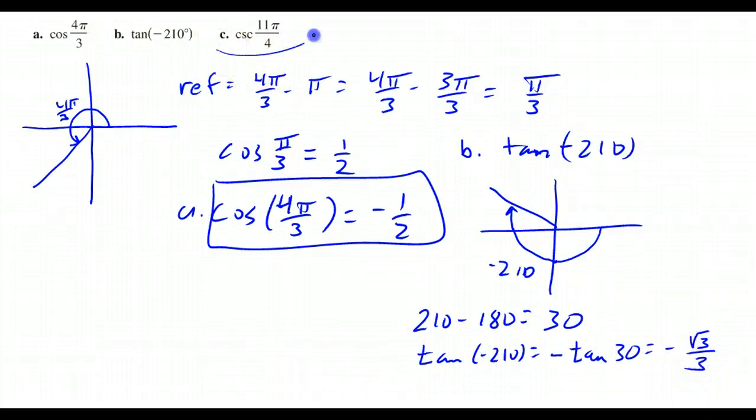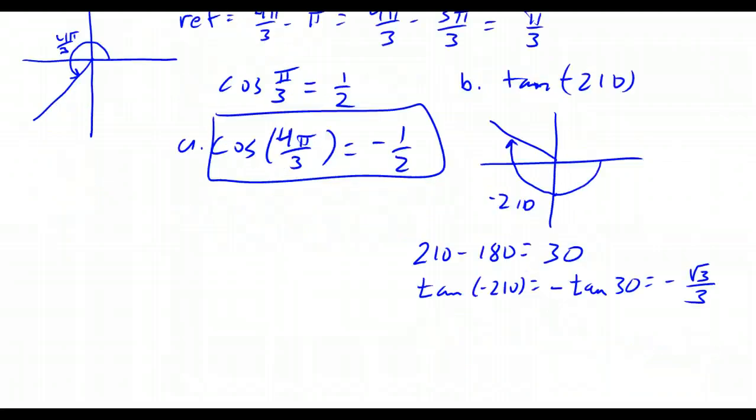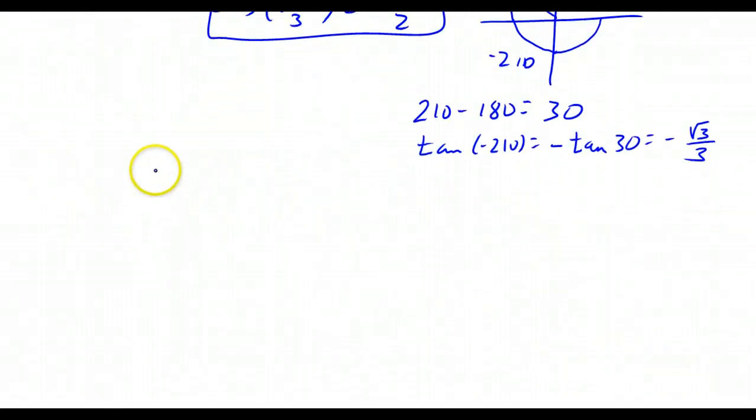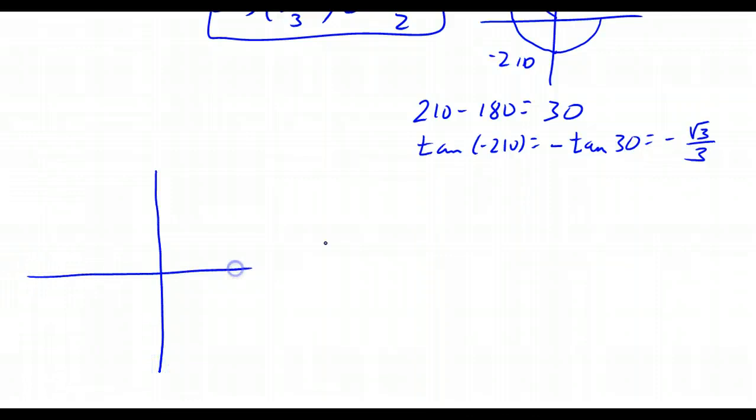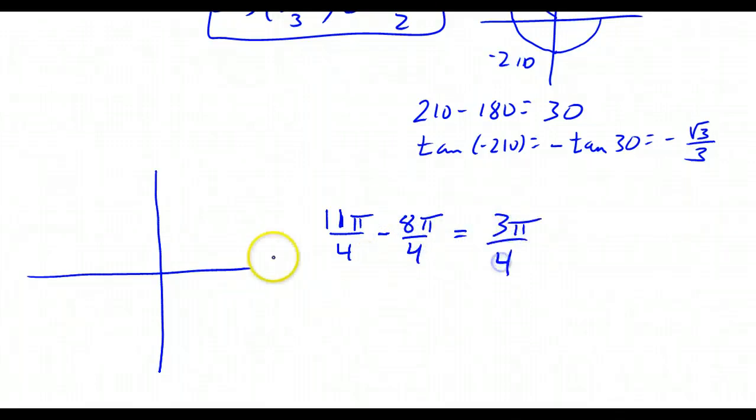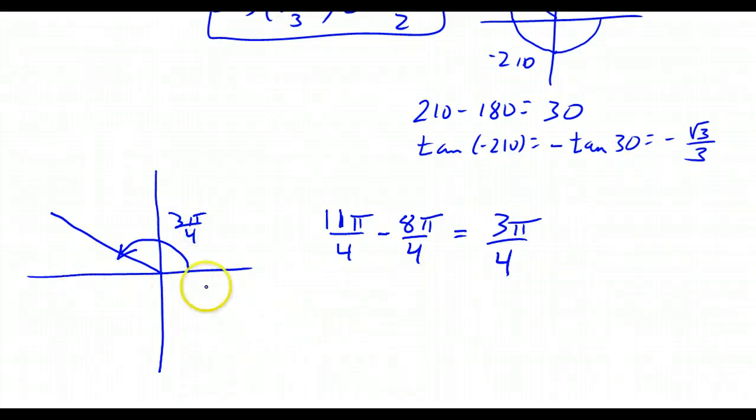And the last one in this example is the cosecant of 11 pi over 4. Okay, so 11 pi over 4. Well, the first thing I notice is that that's more than 2 pi. So I'm going to take away 2 pi. That's going to leave me with 3 pi over 4. Okay, so 3 pi over 4 is less than pi. And we're going to find the cosecant, which is the reciprocal of sine.